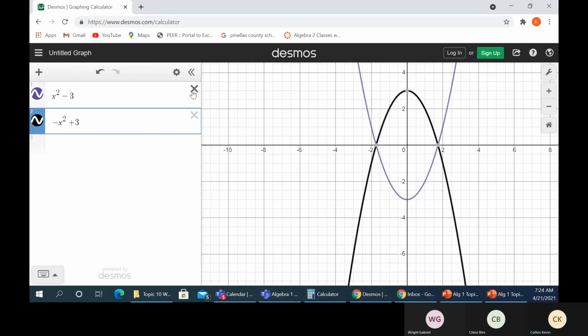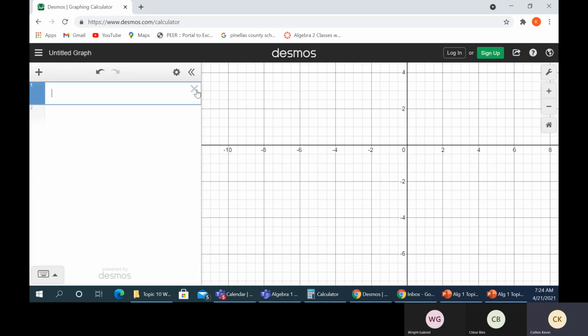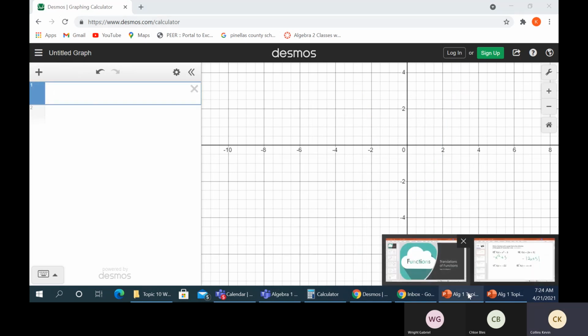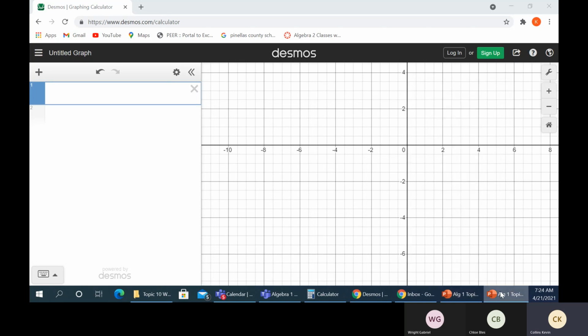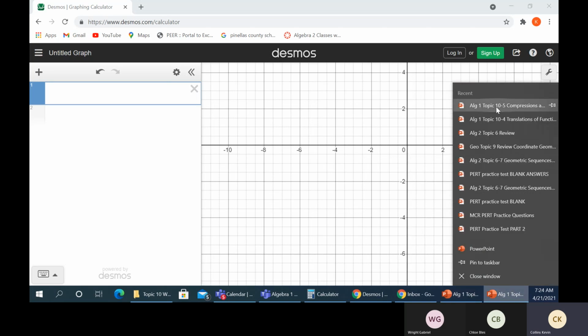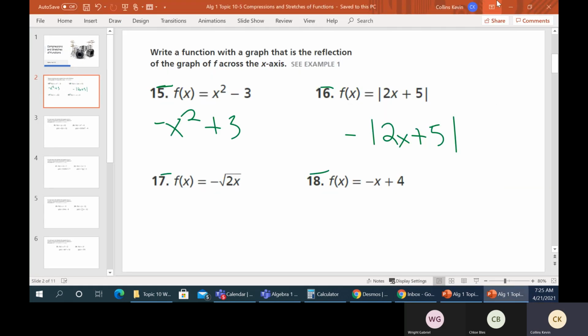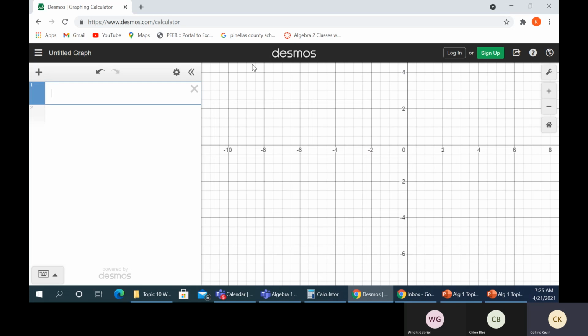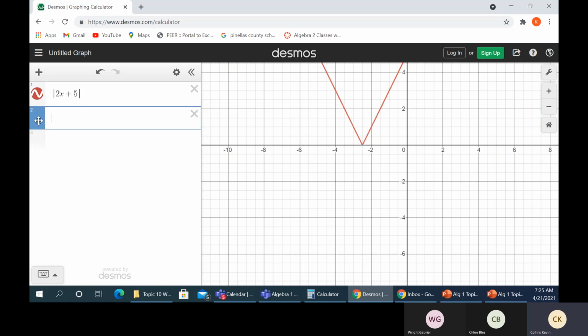I've already forgotten what it was. Okay, so 2x plus 5. All right, so we do absolute value. So there's our V shape, right? So for this guy, just to flip it around, we just put the negative sign out front. You don't have to like change the signs on the inside.